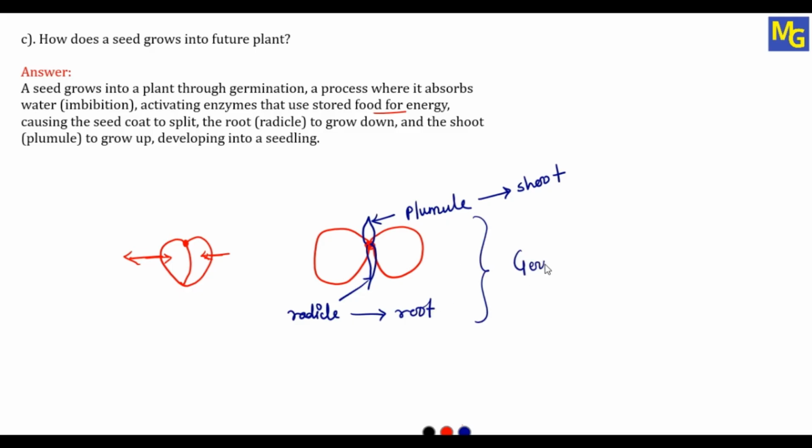And this germination takes place when the seed absorbs water, that is imbibition. So whenever the seed absorbs water, the process of imbibition takes place and it activates the enzyme which is present in the seed. Then it uses the stored food material, it splits the coats which are on the seed and starts growing into a plumule and the radicle, and it gives a new plant. This is the answer for question C.